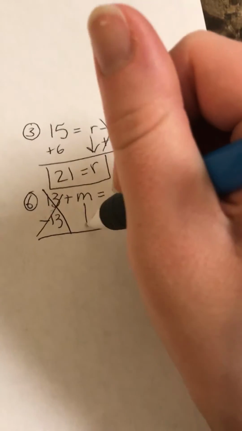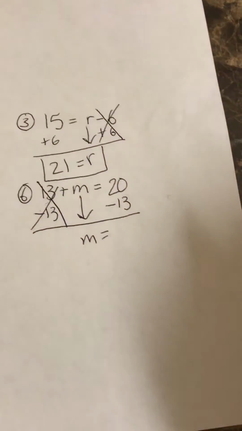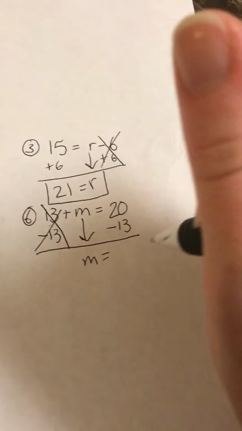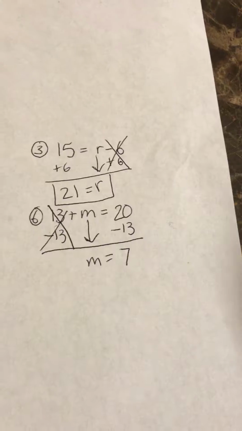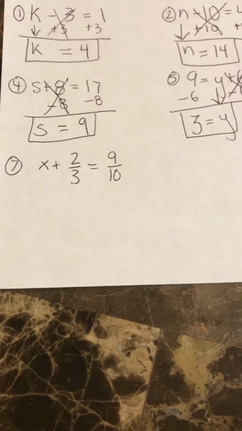13s cancel out. My m comes on down, equals 20 minus 13, okay? Same thing as 10 minus 3, which is going to give us 7, all right? 7 is what's left over. M equals 7. Now this problem down here is a little bit different.